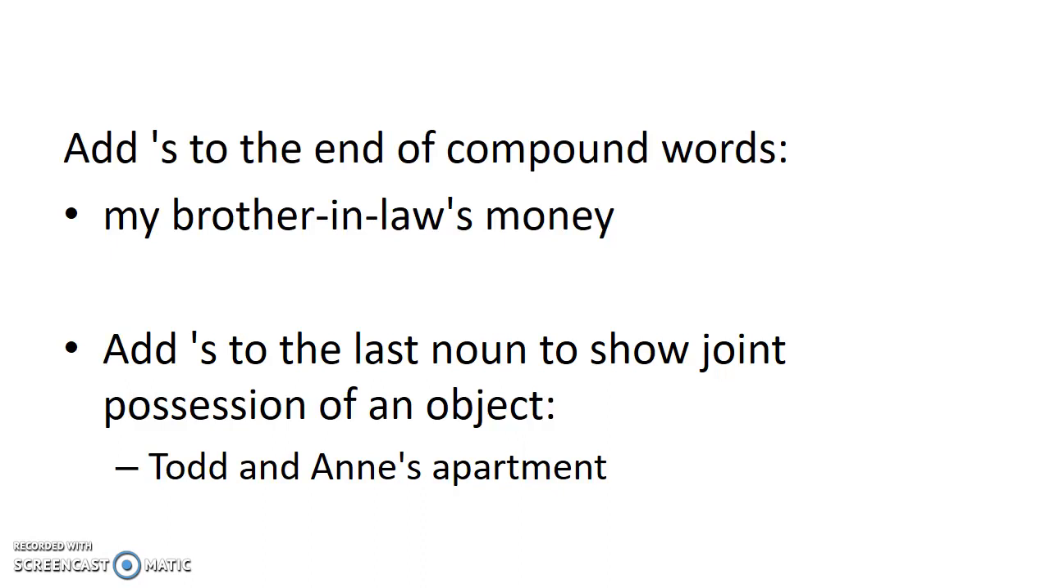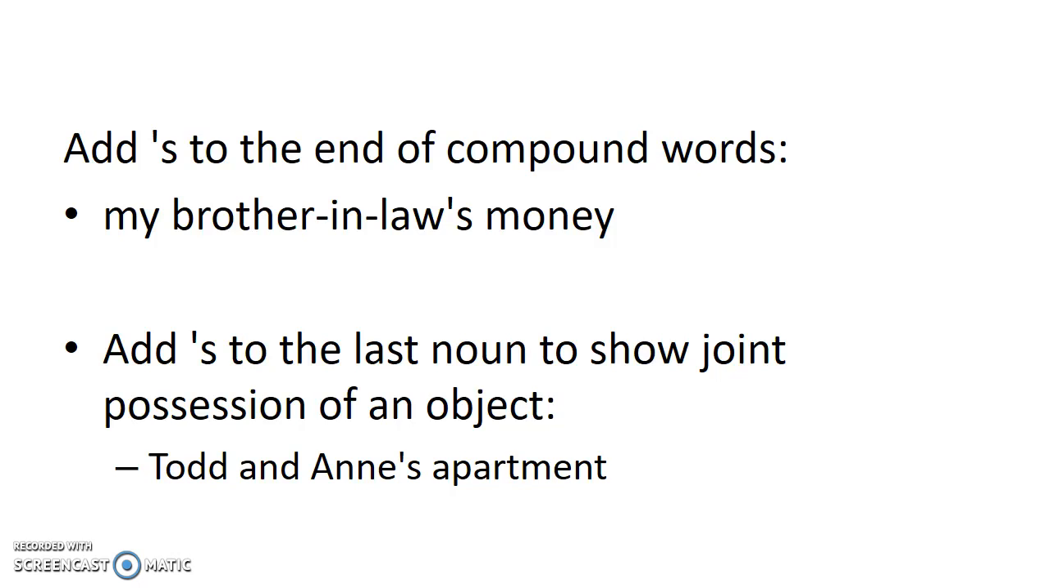When you have 2 people that own one thing, you only put the apostrophe s on the second person's name. Todd and Ann's apartment. The apartment belongs to Todd and Ann. If you were to put an apostrophe s on Todd's, if you said Todd's and Ann's apartment, you might cause confusion in the person reading that sentence. The person who knows Todd and Anne might think, oh, gee, does Todd have his own apartment? Is there a word missing here? Has a mistake been made? Because it says Todd's and Anne's apartment.